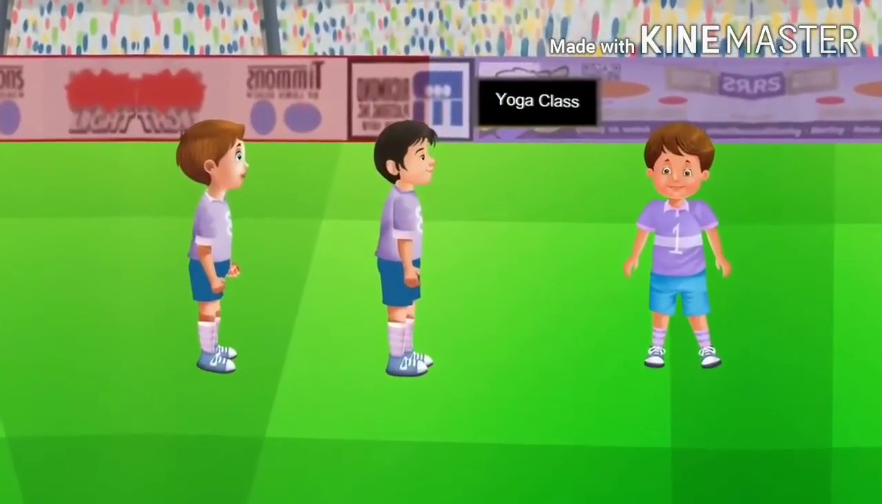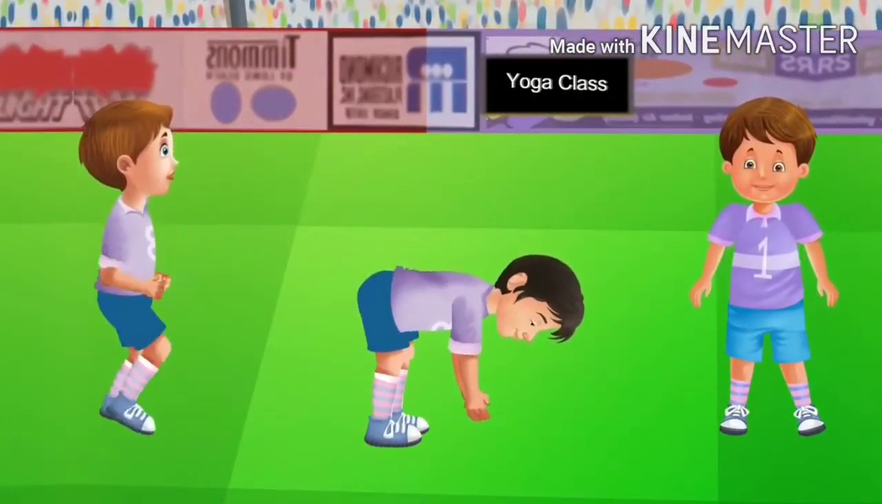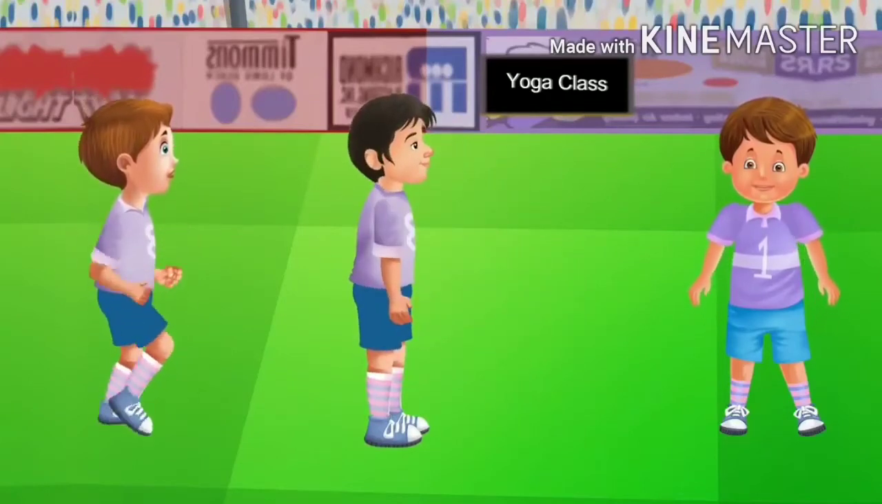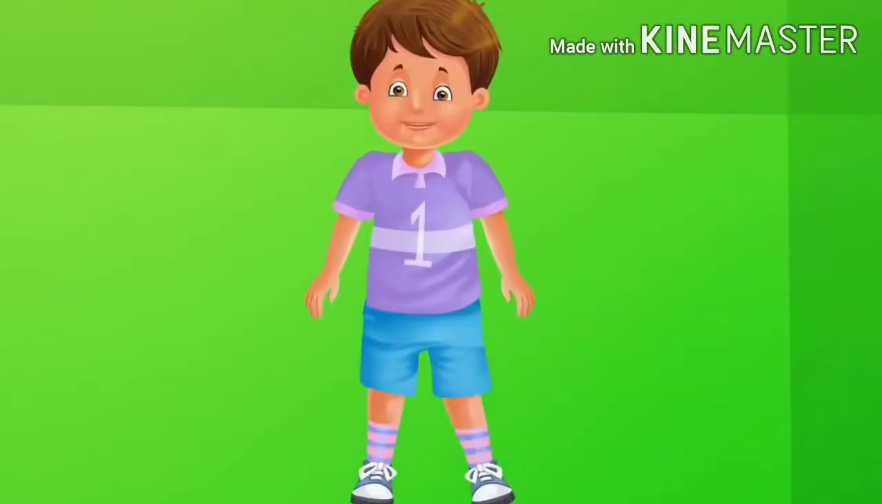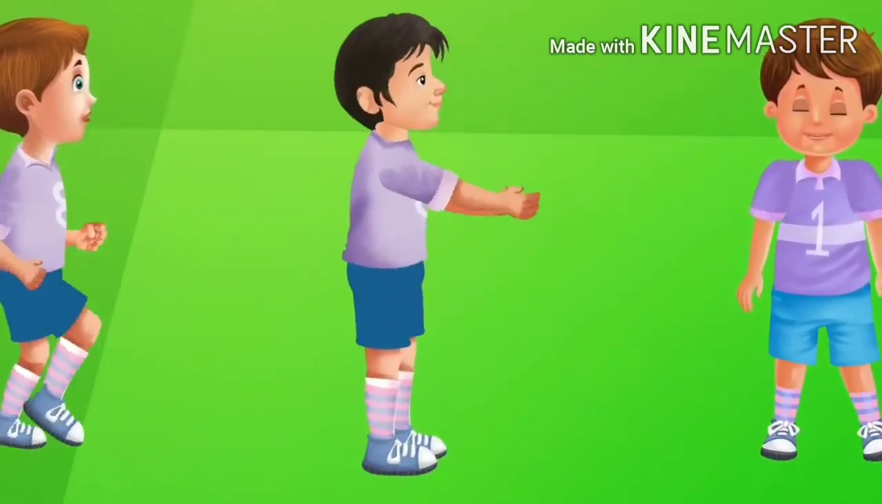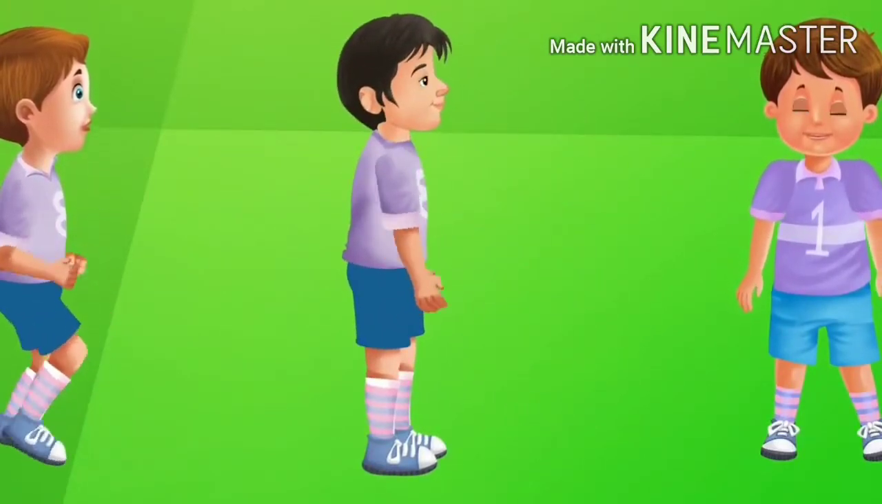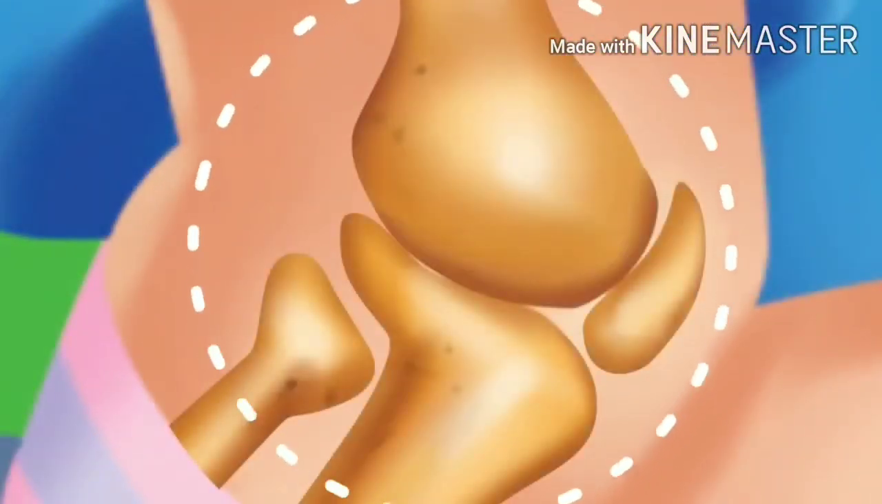You do different exercises in your yoga classes at school. For doing these exercises, you do different types of movements. For example, moving your arms and legs, forward bending, shoulder rotation, and many more. You can do these movements easily because your body is flexible. Such flexibility in our body is due to the presence of joints.